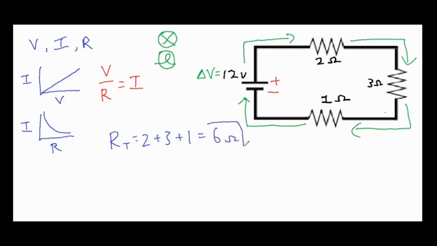And then we have 6 ohms total. Now, all three of those together sum up to a total resistance that controls the total flow or current of the entire circuit.